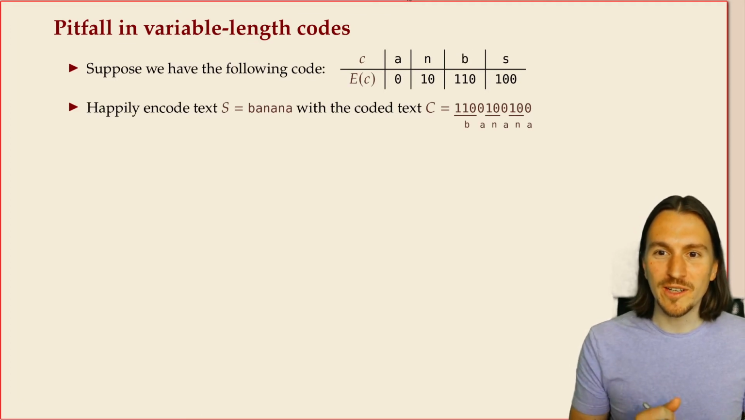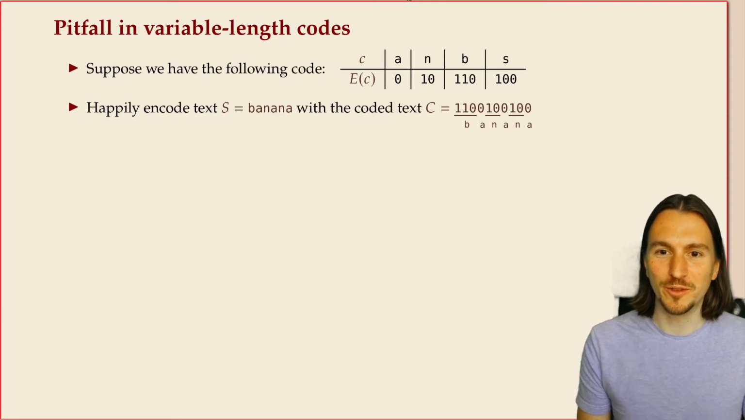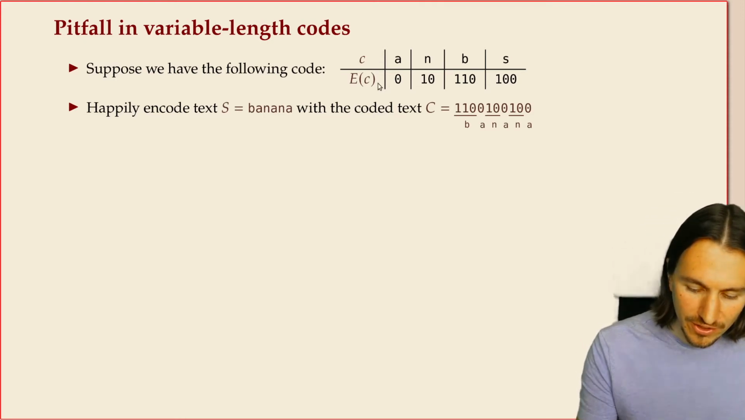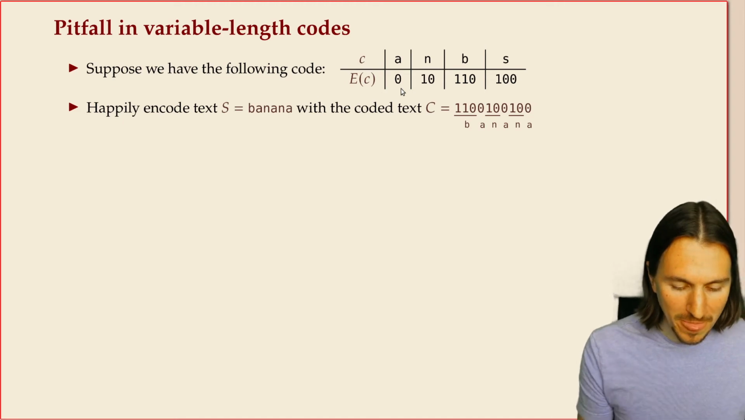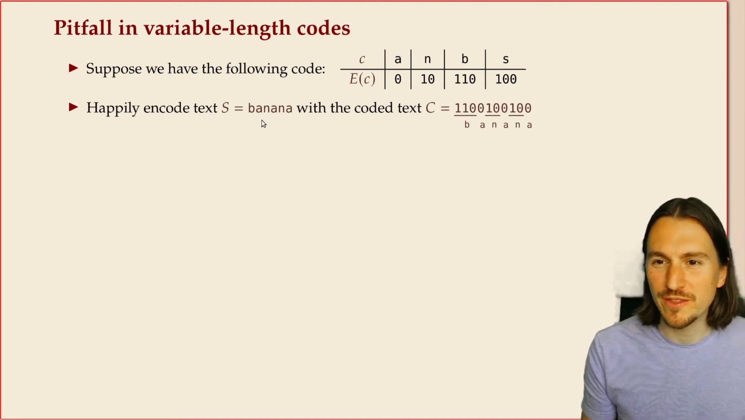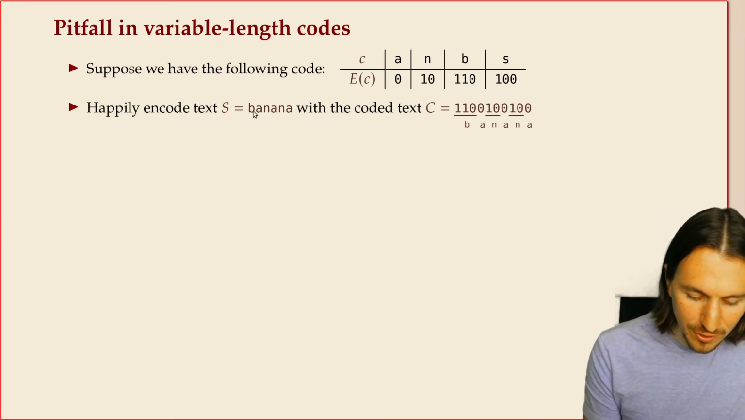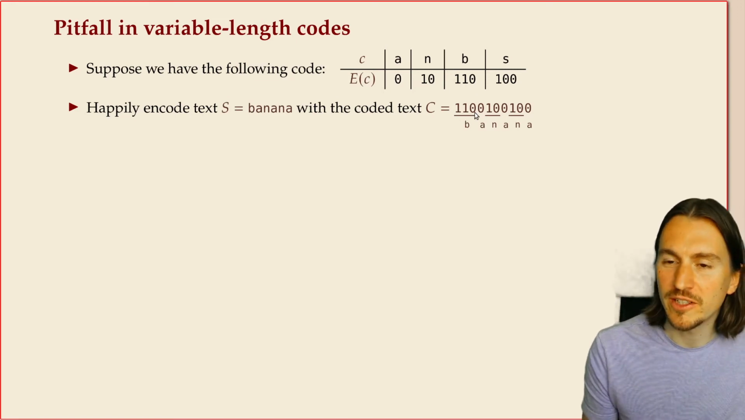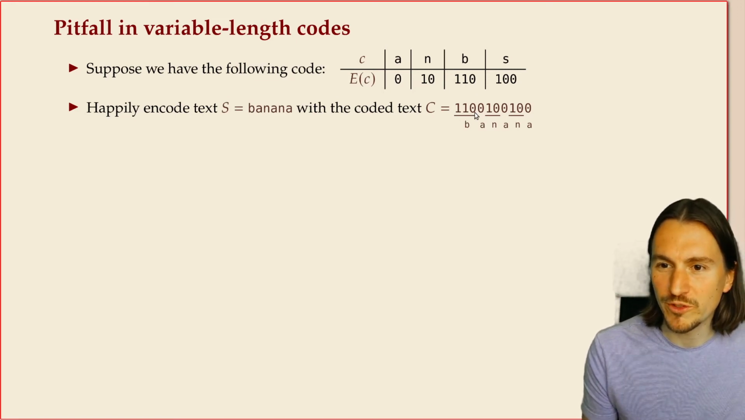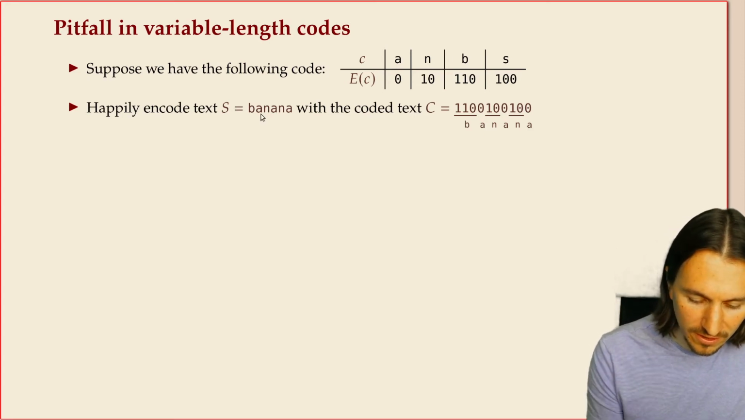What can go wrong in variable length codes? Why do you potentially have to be careful here? So here's a code for characters, and let's encode banana with this. Because we haven't done this before, let's be super explicit about it. I take the first character B, I look up its encoding, I put here its code word 110, and then I just append the next letter.